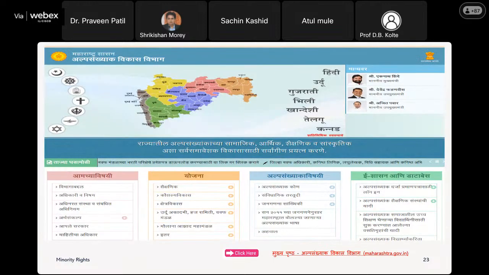So this is all about the national level scenario. When you come to the state level scenario, you find even our state of Maharashtra has a special wing, a special department, the Minority Development Department.